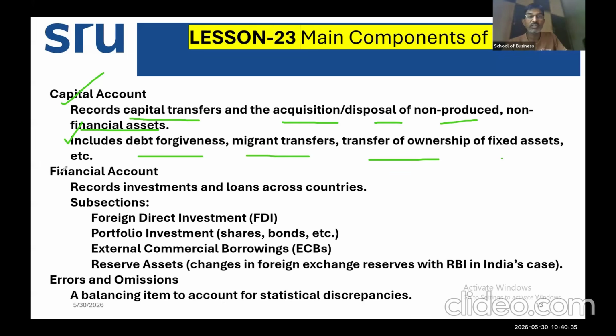Now, another one is the financial account. What does financial account mean? It records investments and loans across countries, and its subsections are FDI, portfolio investment, external commercial borrowings (ECBs), reserve assets, and a balance item of statistical discrepancies. So these are the two accounts: one is the capital account, another is the financial account.